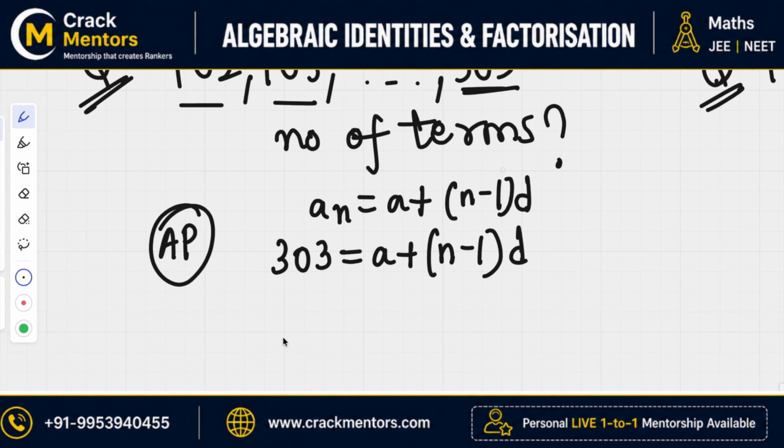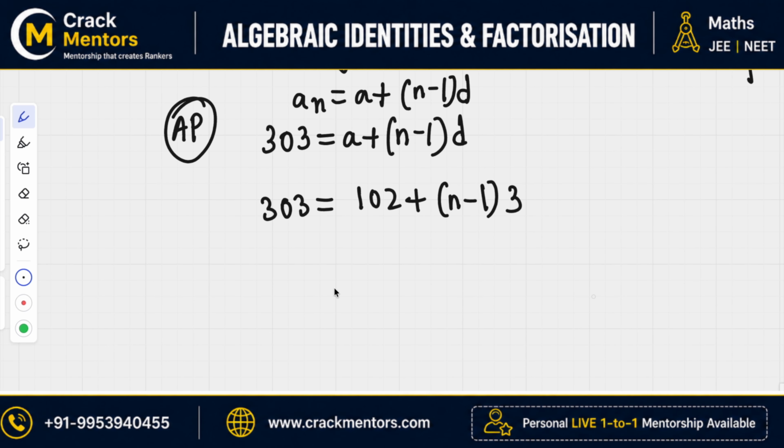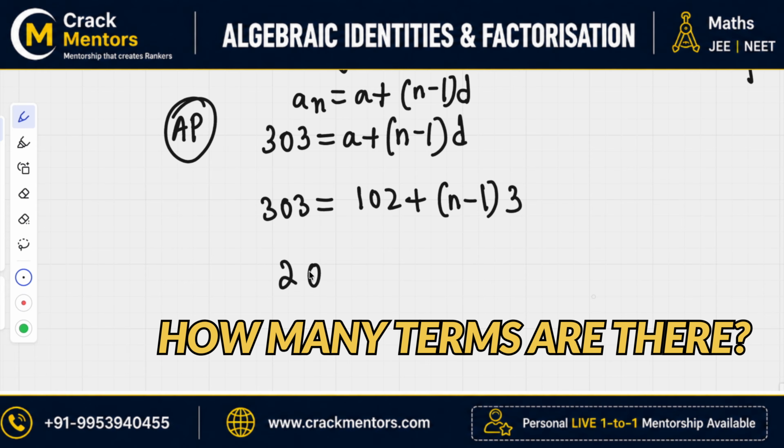Okay. Now 303 equals, what is A? 102 plus n minus 1 into d. What is the common difference? It is 3, right? So this becomes 201 by 3 equals n minus.